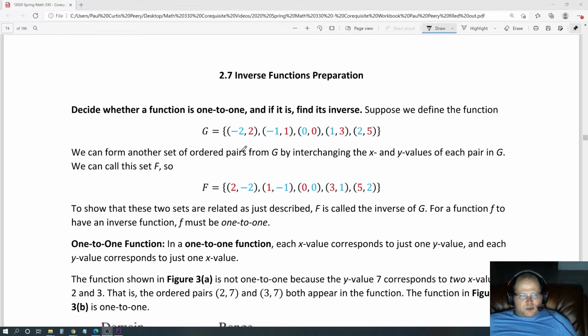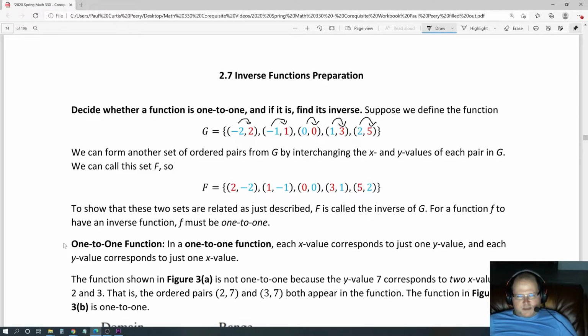2.7, inverse functions preparation. Decide whether a function is one-to-one, and if it is, find its inverse. Suppose we define the function. Okay, so these are functions because every time we plug in a different x, we get a different y than the x. So if I plug in -2, I always get a 2. If I plug in a -1, I always get a 1. Plug in a 0, I always get a 0. 1 will give me a 3, and 2 will give me a 5. So this is a function.